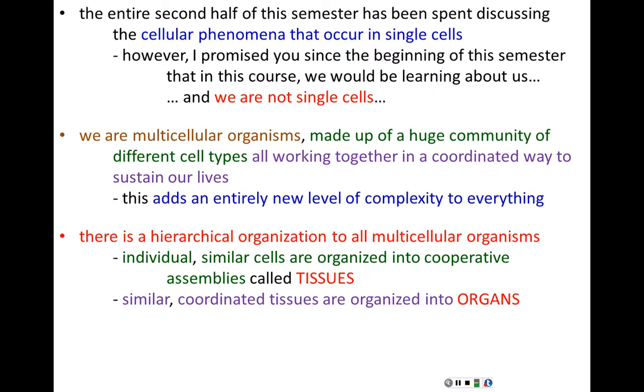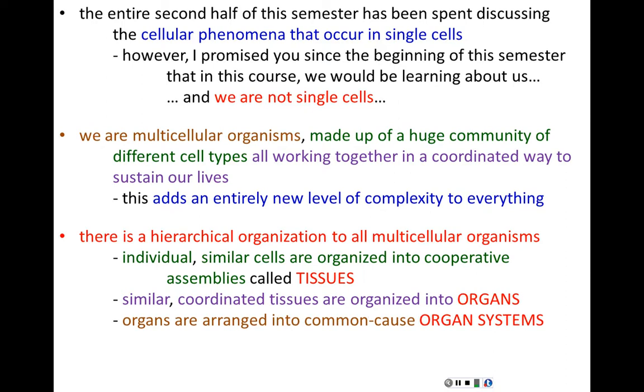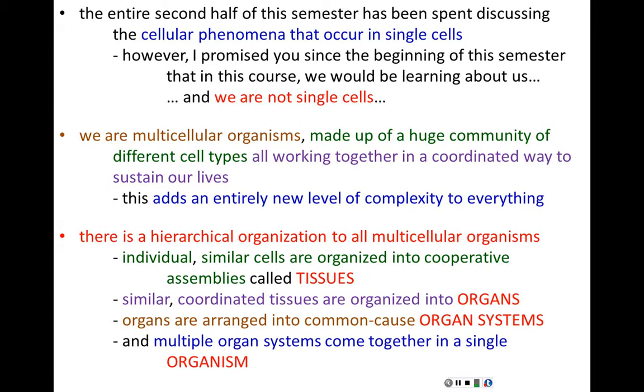Multiple organs that do similar and related functions come together and are arranged into multi-organ systems. And of course, if you get enough multi-organ systems together, all working together to support life, you have yourself a single organism. And that's what we are. We are each a single organism made up of multiple organ systems, each of which containing multiple organs, each organ containing multiple tissues of different cell types, and each of those tissues made up of individual cells. In this course, we cover, of course, those individual cells, and today we begin the discussion on the tissues that they come together to create.